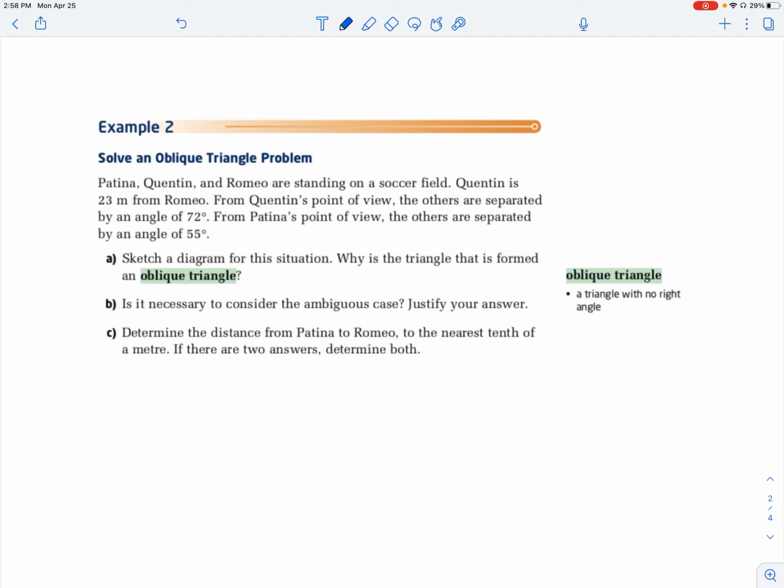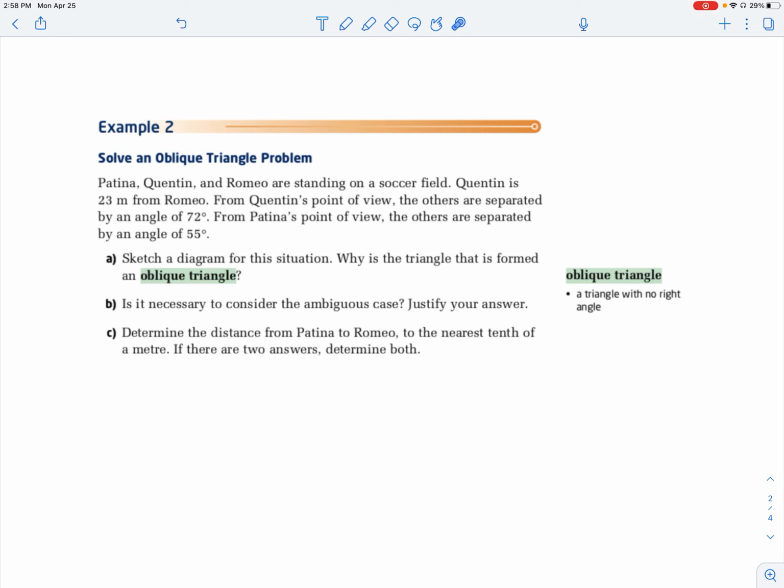Hi, welcome back to 4.4 Problems in Two Dimensions. We're now looking at our second example. In this example, we're going to solve an oblique triangle. We're going to be given some information. We're going to have to draw the triangle and then solve some things that they're asking about that triangle.